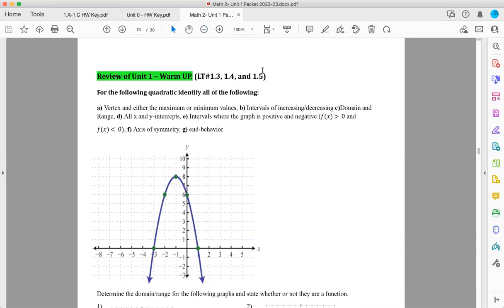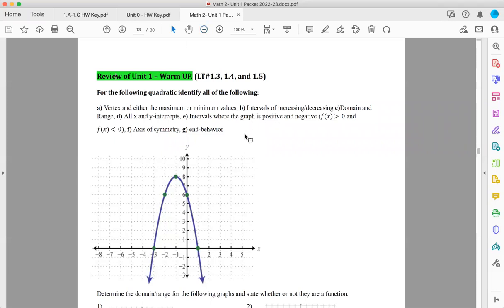The question says, for the following quadratic, identify all of the following: A, vertex and either the maximum or minimum values, B, intervals of increasing/decreasing, C, domain and range, D, all x and y-intercepts, E, intervals where the graph is positive and negative, meaning f of x is positive or f of x is negative, F, axis of symmetry, and G, end behavior.